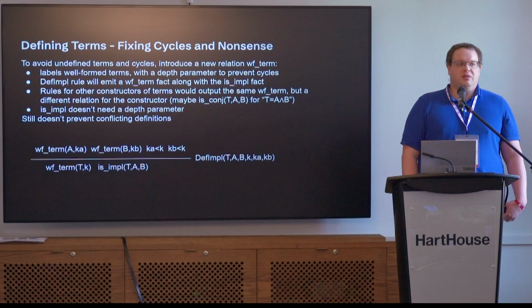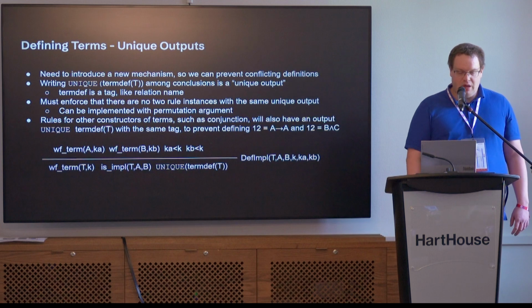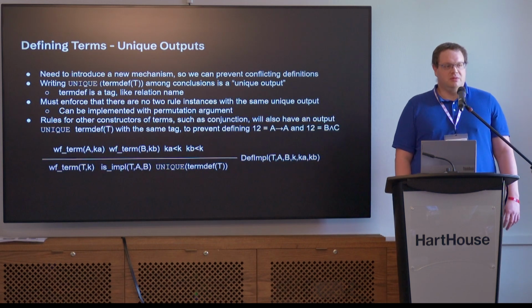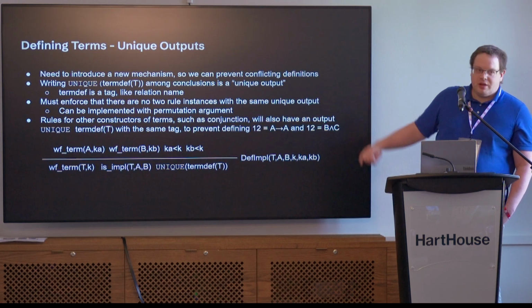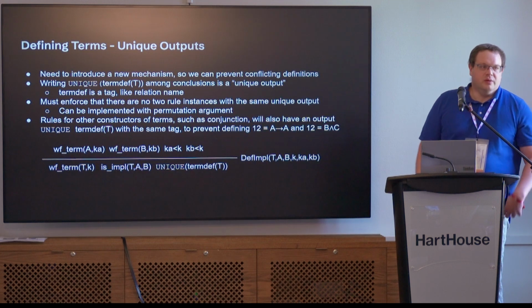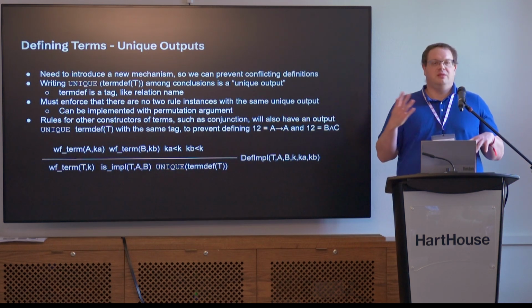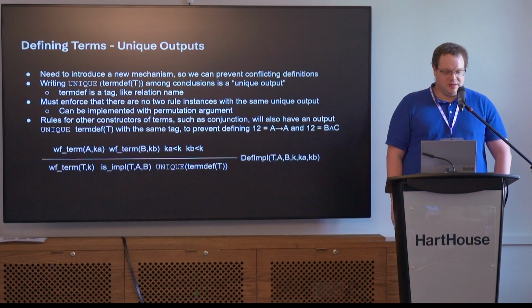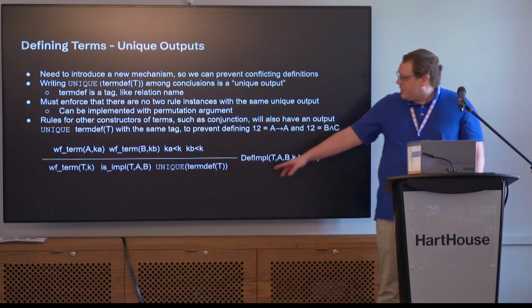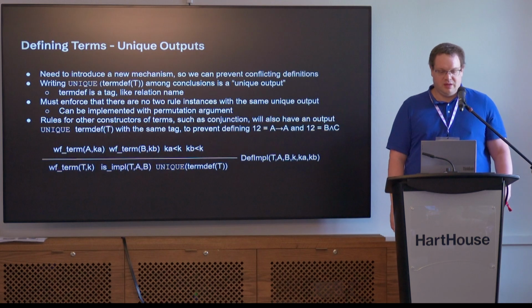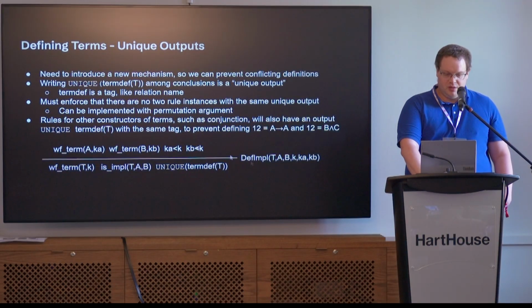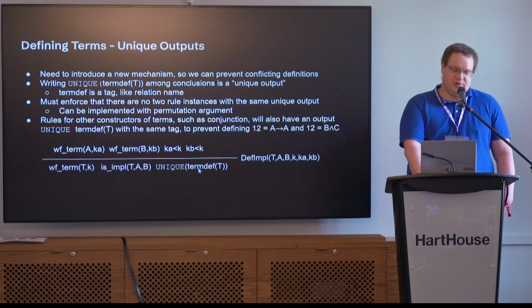But this did not prevent you from making conflicting definitions, and to deal with that, we'll need to add a new kind of primitive mechanism to the rule definitions. The idea is to just say that certain outputs are unique. It doesn't even have to interact with the ordinary hypotheses, so it's just a sort of unique tag on things. So there's a special thing that you write by the conclusions, but it's not necessarily a conclusion itself, that says something is unique.